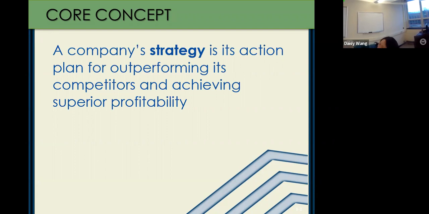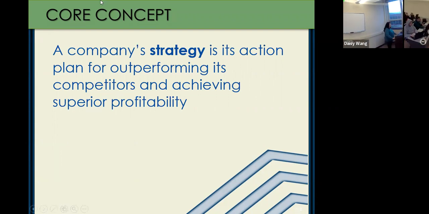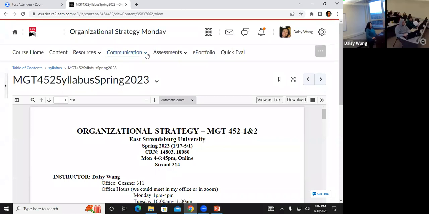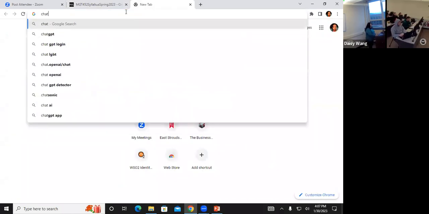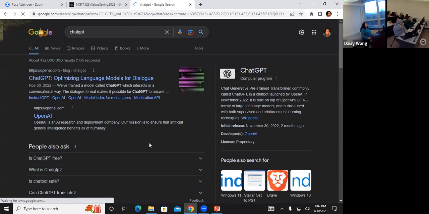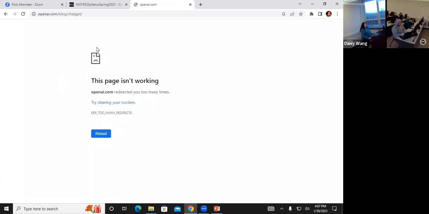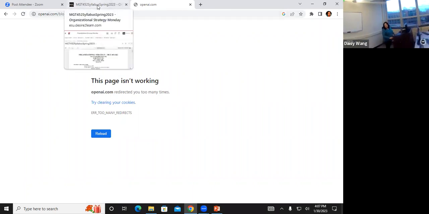Or if you chat with the, what is it, the AI name? GPT? The chat what? Chat G, is it GPT? The AI chat, yeah, ChatGPT. That's an AI that's very popular now. So you can chat with it, ChatGPT, and ask it what it thinks strategy is.